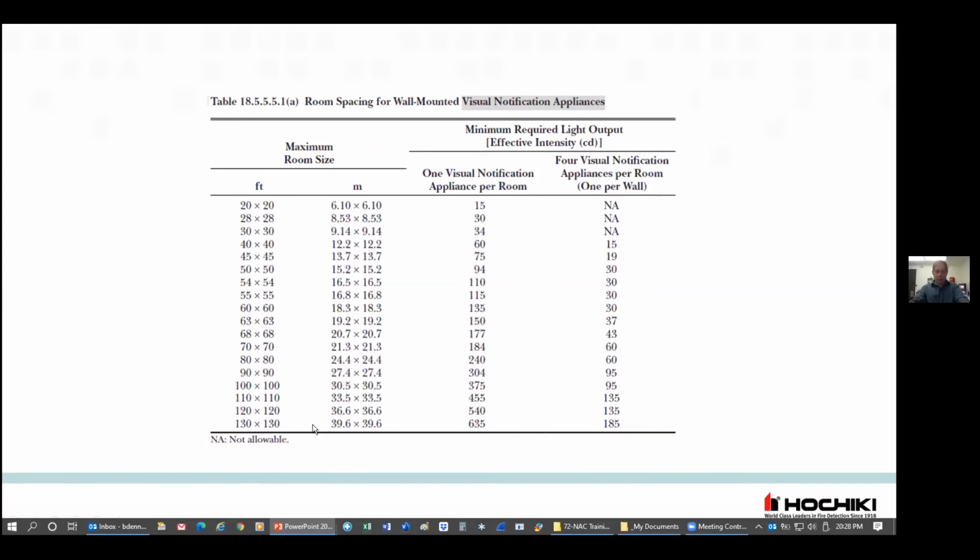Now, when you get up here to some of these big rooms, like this 39.6 square meter room, and you need a 635 candela strobe, obviously, I don't think there exists a 635 candela strobe. So we're going to be breaking this down into smaller rooms, which is permitted to be able to cover it in that way.